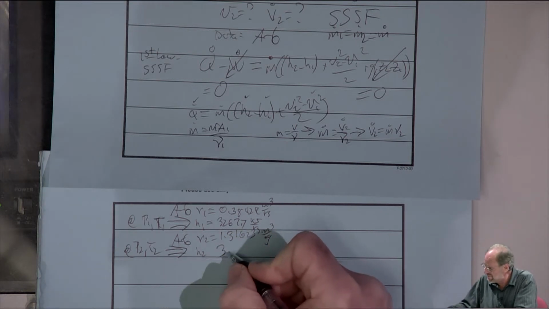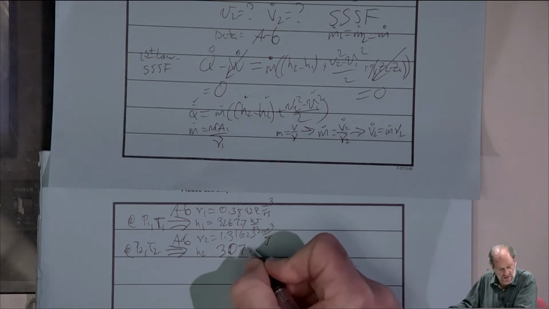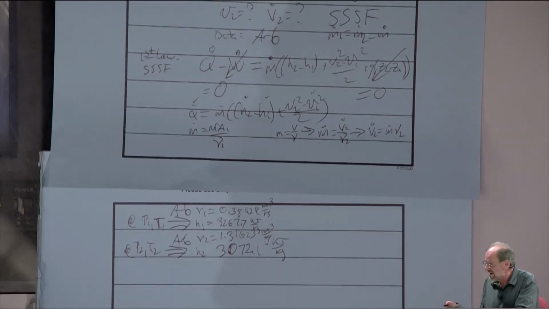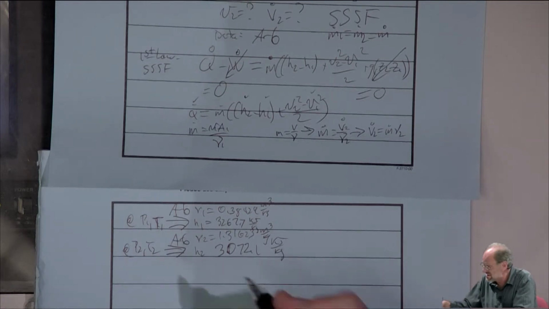Anyway, so we find the specific volume. We also find the enthalpy. It's 3072.1 kilojoules per kilogram. So now we have all the data we need. Let's just go through the math.